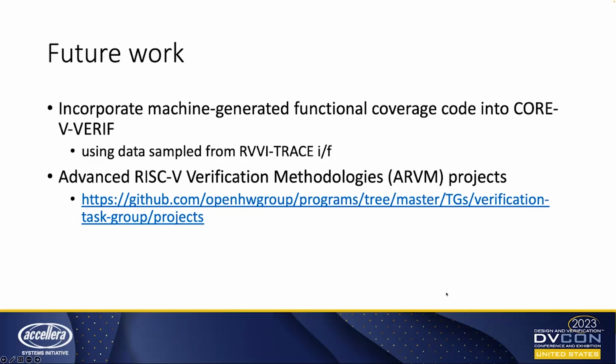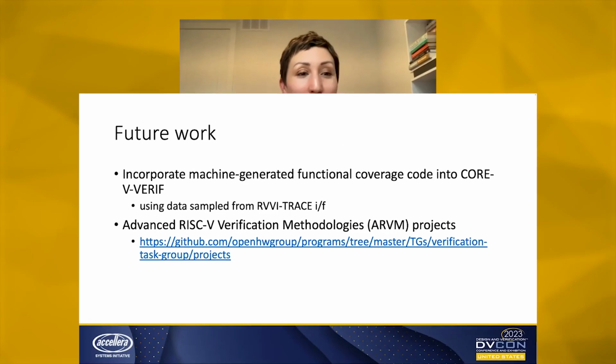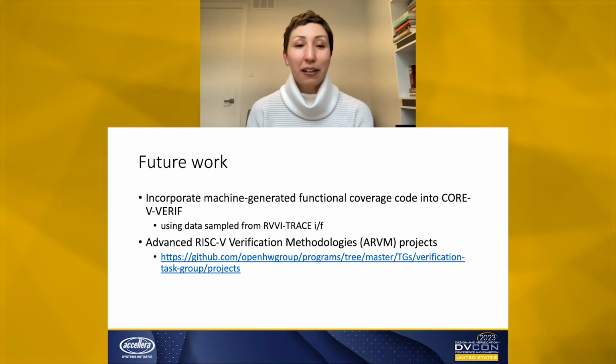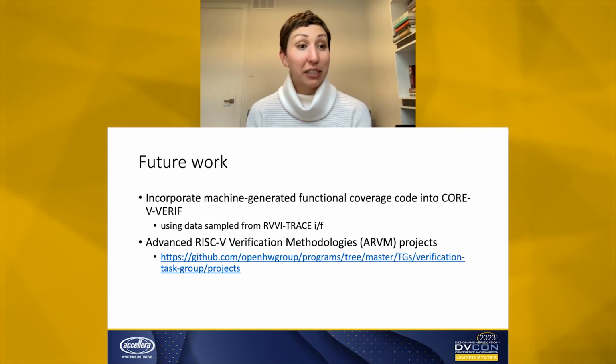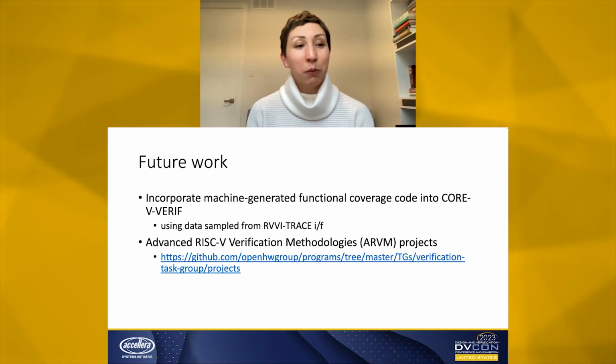So future work. The members of the Open Hardware Group's verification task group are continuing to work to improve RISC-V processor verification. One of the upcoming improvements planned to Core5 Verif is to use machine-generated functional coverage code for the RISC-V ISA. This is a very reasonable thing to do because functional coverage code derived from the ISA is standard and doesn't change between different processors that use the same extensions. And it will be done using data sampled from the RVVI trace interface.